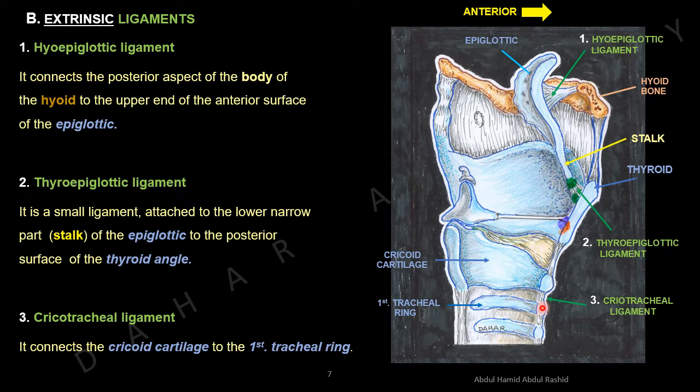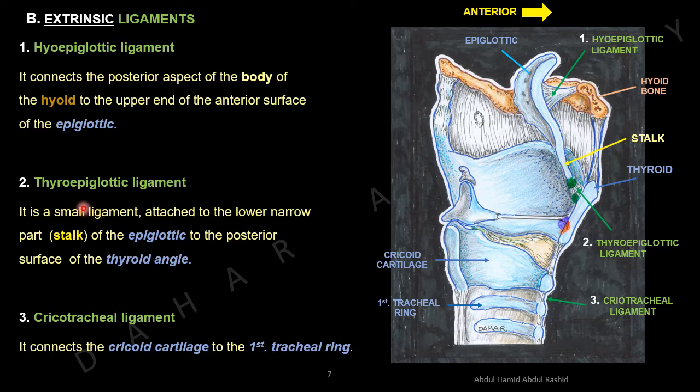Below it is the first tracheal ring. Now let's talk about the extrinsic ligaments of the larynx. Very first one is the hyoepiglottic ligament, the ligament between the hyoid bone and upper part of the front of the epiglottis. This is our hyoepiglottic ligament.